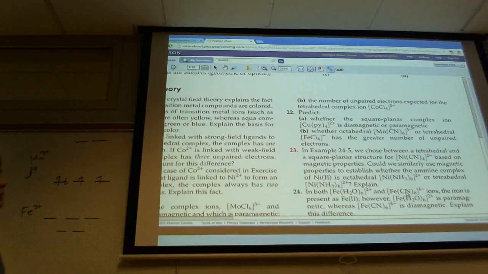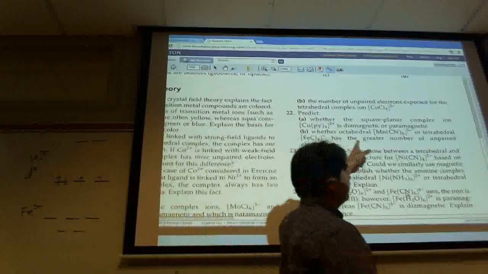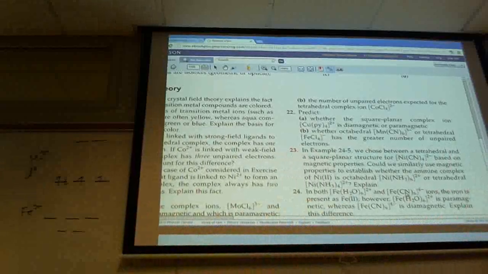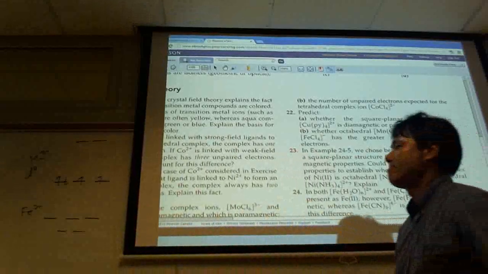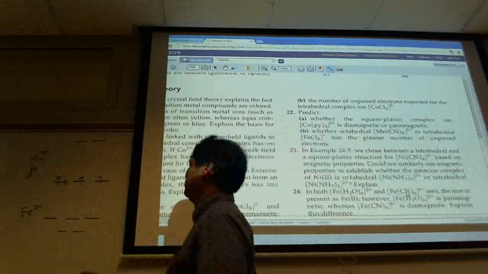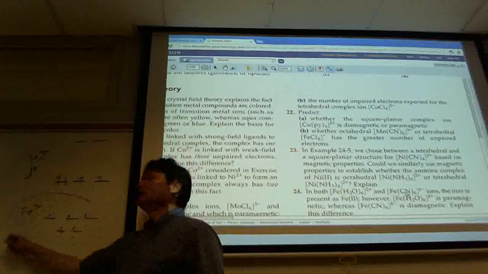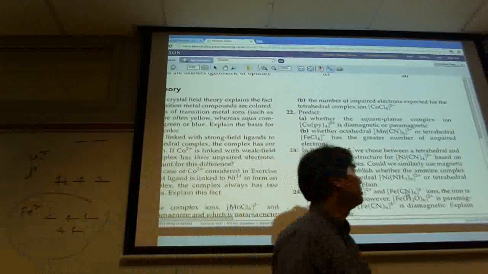It doesn't matter what the ligand is, but this is a weak field ligand anyway. So iron 3 plus is what? d5. 1, 2, 3, 4, 5. So iron 3 plus has more unpaired electrons.